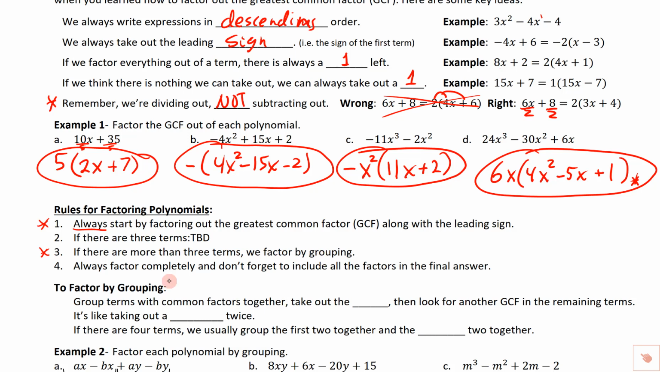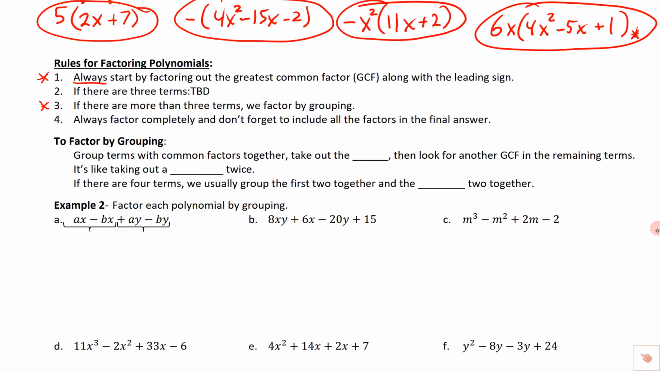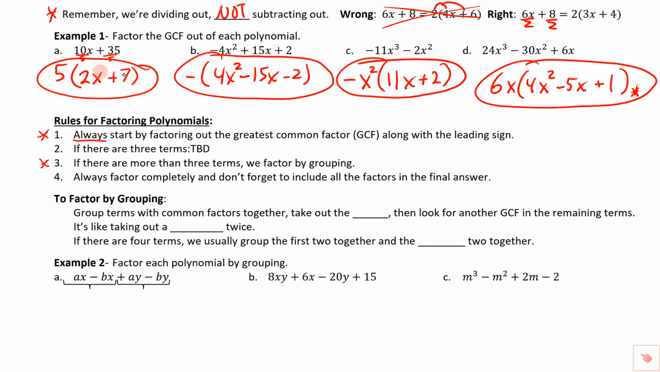And then we always want to make sure we factor completely, and don't forget to include all the factors in the final answer. So let's talk about factor by grouping. So this is how we factor out the GCF, and then let's talk about how we factor by grouping. So we group terms with common factors together, and then we take out the GCF out of those terms. So I'll show you how we group them together in just a second. And then we look for another GCF in whatever terms remain. So it's kind of like taking out a GCF twice. So we do it once with the first group, and then we take it out again with the second group.